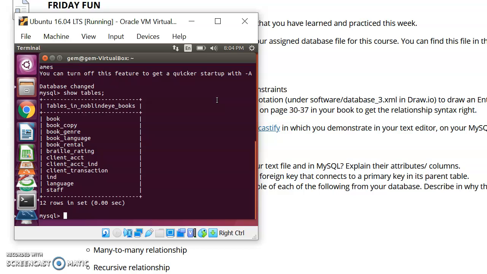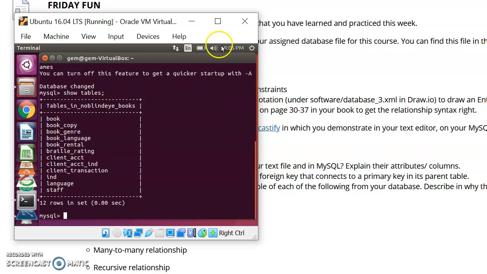Here are the entities and tables. In my no blind eye books schema, there are book copy, book genre, book language, book rental, braille rating, client account, individual details, client transaction, language, and staff. I think IND stands for individual details, because it is carrying individual details like address, name, phone number, etc. So these are 12 tables entities that I can see in my schema.